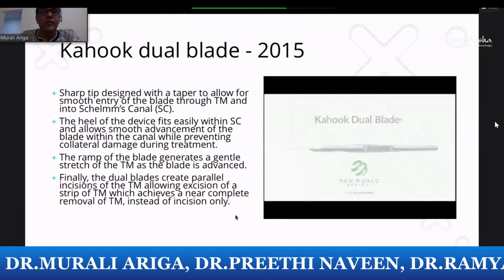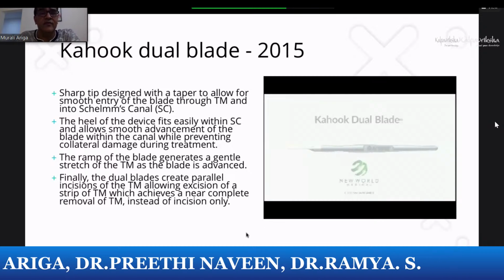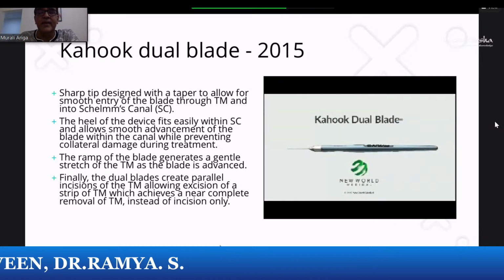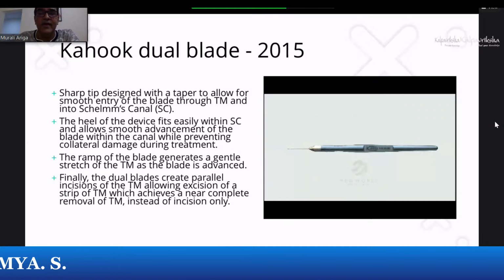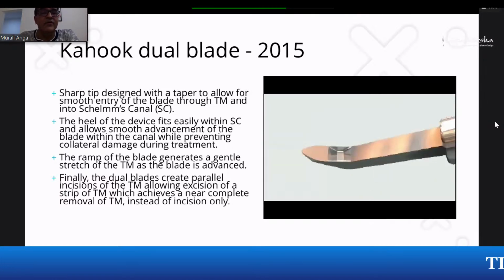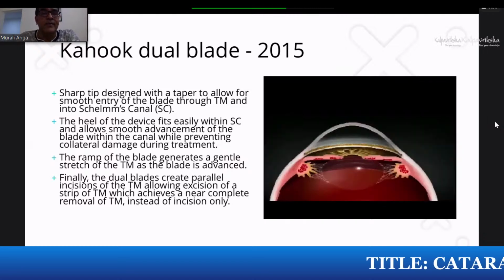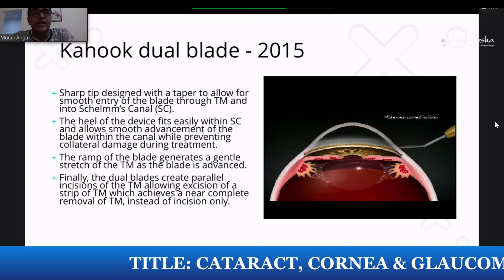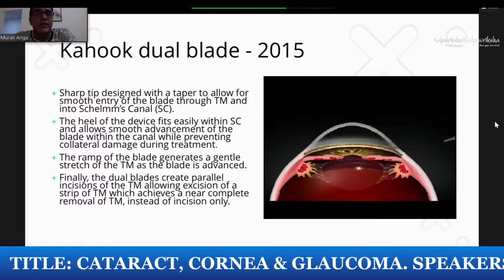The Kahook Dual Blade is a very interesting device. It was devised by Malik Kahook. I will show you a video clip of how it is done. It's a very elegant technique. It is also now available in India, and it is an expensive device, but a very elegant method of removing the trabecular meshwork. It has a sharp tip with a taper and allows for a smooth entry of the blade through the trabecular meshwork.